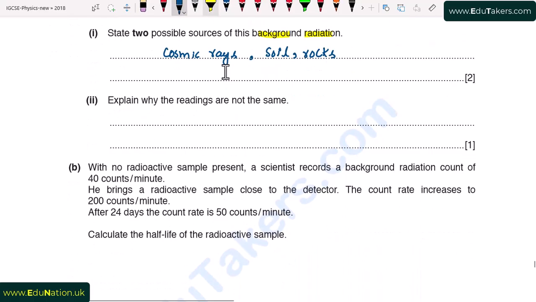Part 2. Explain why the readings are not the same. So here we have to explain why the readings of counts per minute are different. It is due to the random variation of background radiation. I write here random variation of background radiation.